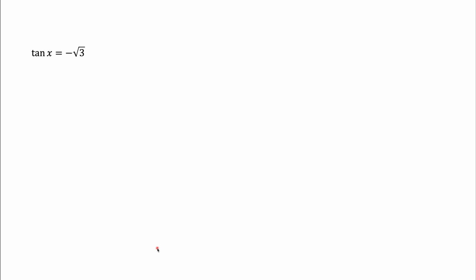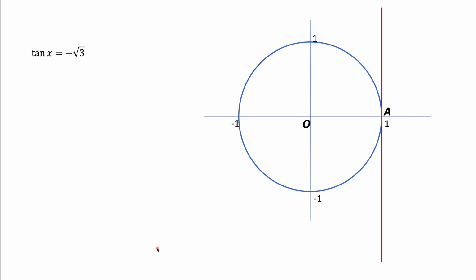A little bit more complicated, but not terrible. Tangent x equals minus square root of 3. Okay, our circle, our tangent line. And now we're going to put this point B corresponding to the coordinate of minus square root of 3. Now, what angles correspond to this point? All the angles that take you to the orange line. Okay, the first one to think of is this angle. What is this angle? We know the tangent of 60 degrees, so pi over 3, gives us square root of 3.